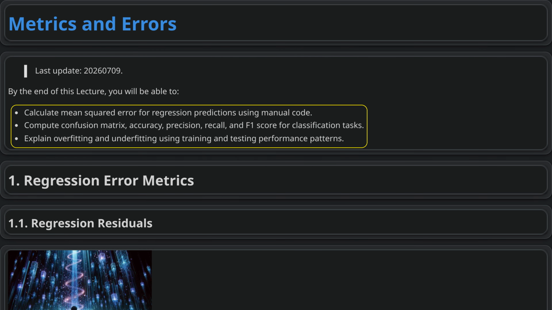By the end of this lecture, you will be able to calculate mean squared error for regression predictions using manual code, compute confusion matrix, accuracy, precision, recall, and F1 score for classification tasks, and explain overfitting and underfitting using training and testing performance patterns.